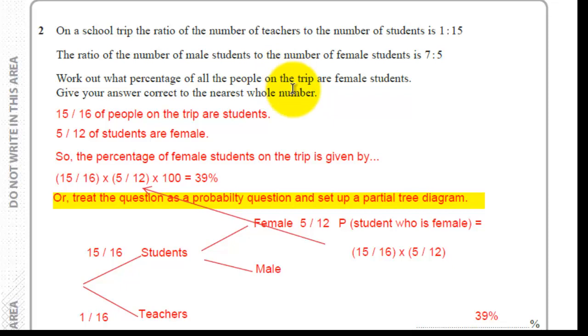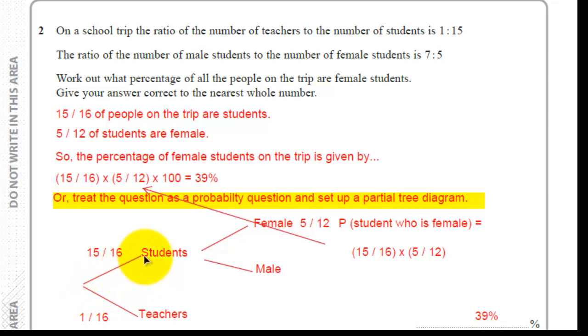Now, it does sound quite complicated, and there are a couple of ways of working it out. I think the easiest way to approach it is to consider it as a tree diagram problem and change it from work out what percentage to, if I pick someone at random from the people on the school trip, what is the probability that I will pick a female? I will then have that answer as a decimal and I can times it by 100. So let's have a look at my tree diagram down here.